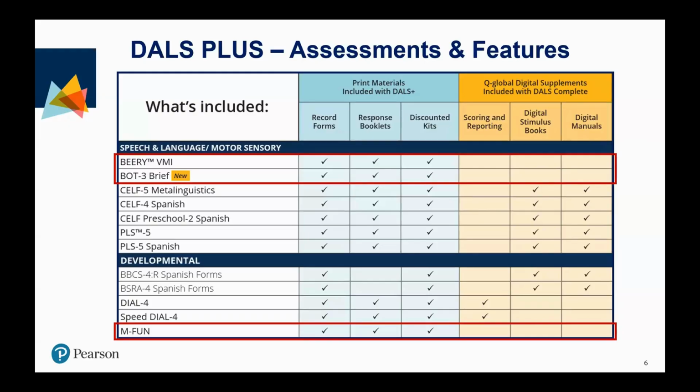The blue columns indicate the print and consumable materials that are included with DALS Plus, such as your record forms and response booklets. And then your yellow columns indicate your Q Global resources, similar to the slide we saw before. And finally, the DALS Plus package also allows districts the ability to purchase full kits at a discounted rate of 65% off of our retail price, which is a really great value and a great way to expand your test library for a minimal cost.